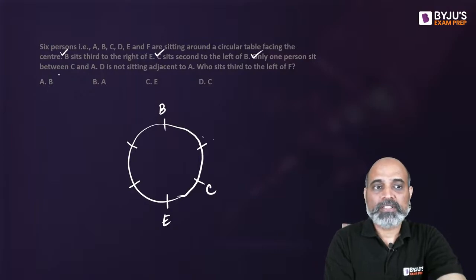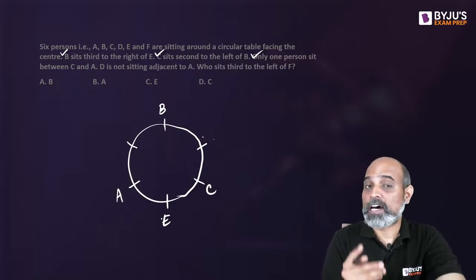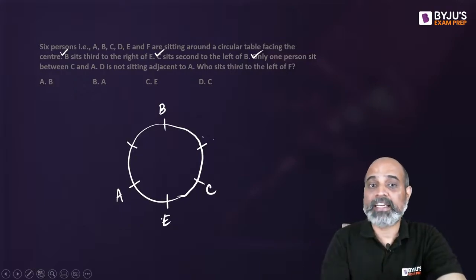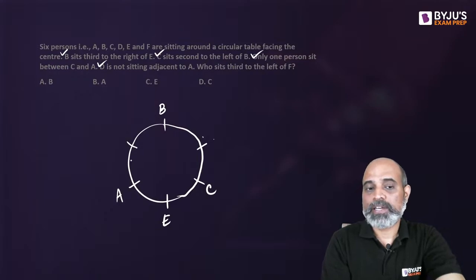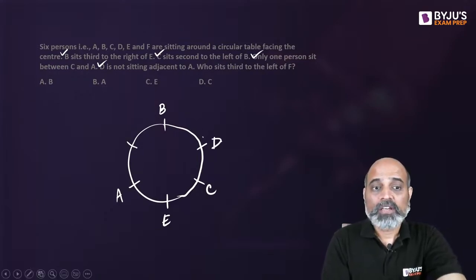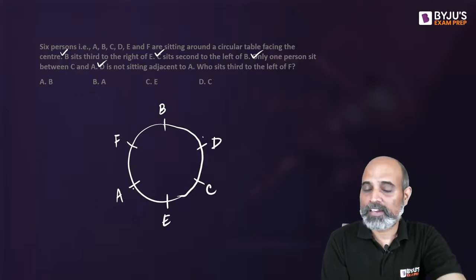Next, only one person sit between C and A. Now, if I try to put A to the right of C, that's already occupied by B. So that means A has to be seated to the left of C, so that there is only one person E who is sitting between C and A, right? Next, D is not sitting adjacent to A. So if D is not adjacent to A, this is the only place D can go. Now the leftover letter that has not been filled is F. So F goes to the immediate left of A.